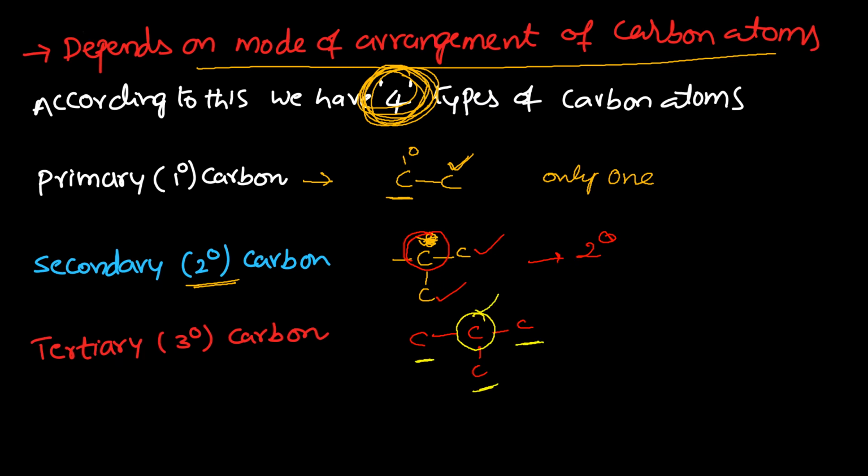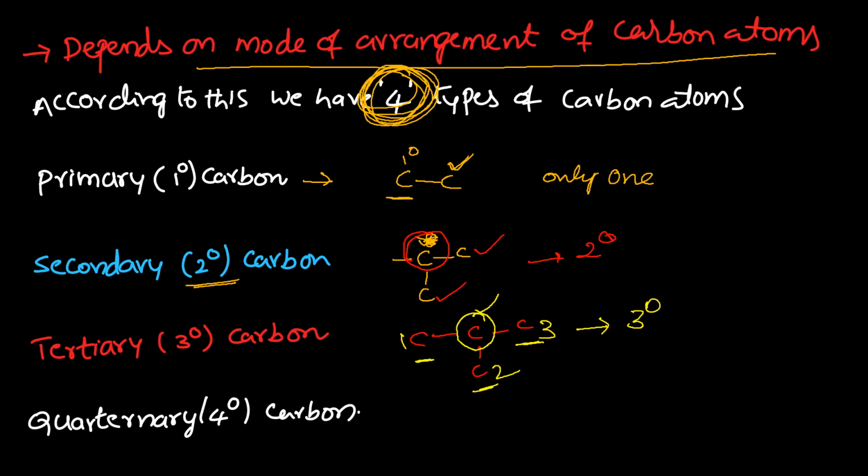If this is the first one, second one, and third one, three different carbon atoms, hence it is known as a tertiary carbon atom. Similarly, quaternary carbon atom means the carbon atom which is attached to four different carbon atoms is known as a quaternary carbon atom.